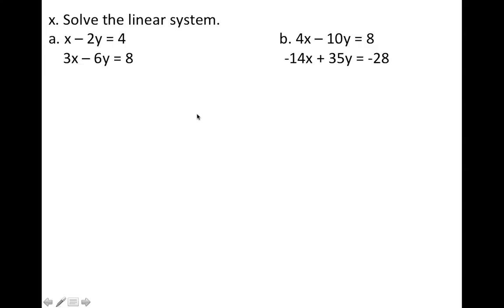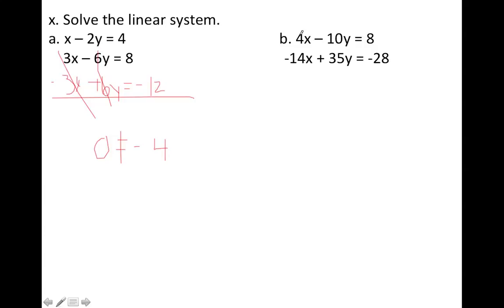These next two examples we have to solve, so go ahead and eliminate one of our variables. If you notice, we would multiply our top equation by negative 3, which would give us negative 3x plus 6y, and that equals negative 12. When we add up these two equations, notice how our x's cancel and our y's cancel. We're left with 0 equals negative 4. Now, is that true? No. So our answer is no solution.